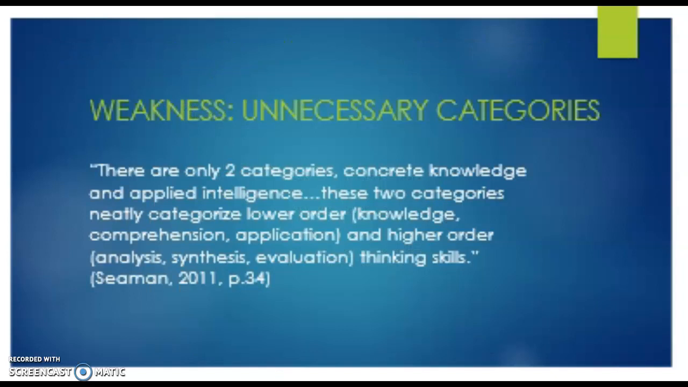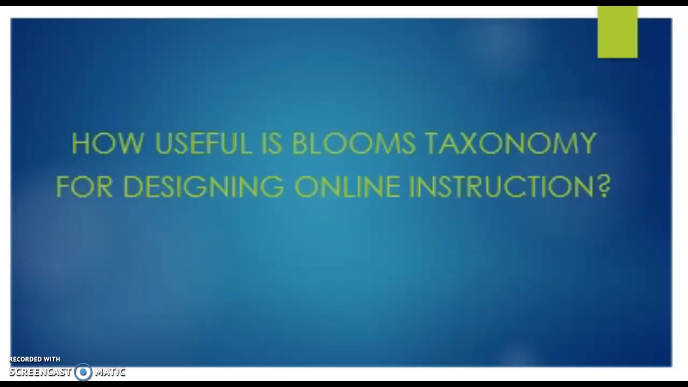I consider one of the weaknesses to be the overlap between levels. The levels of analysis, synthesis, and evaluation are similar and they do overlap, making it confusing. Therefore, it might be better to combine them into one level and then also combine the 3 lower levels of concrete knowledge into one level, so that there are only 2 levels instead of 6 levels in this taxonomy.